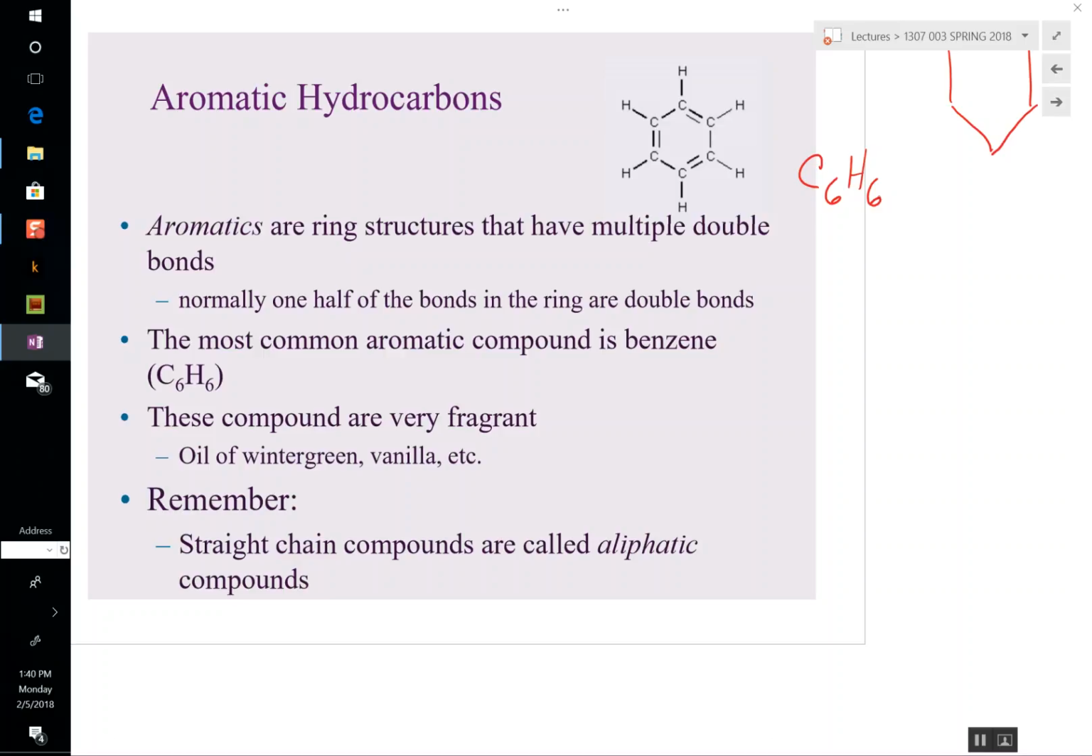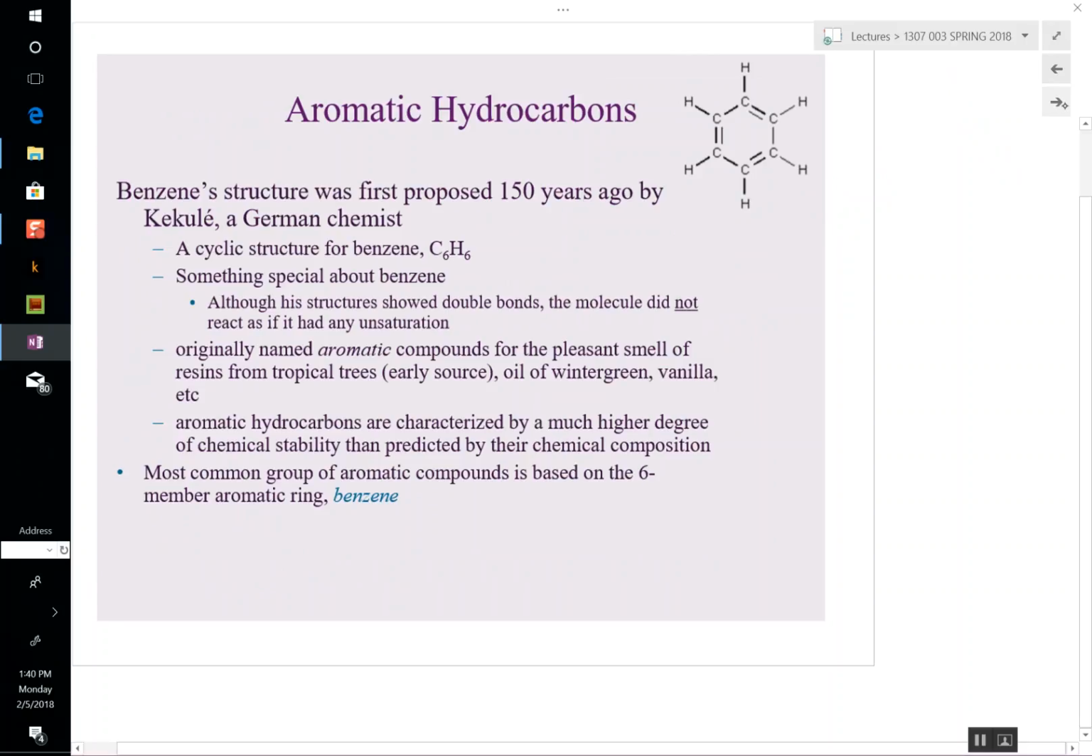There are lots of aromatic compounds, and some of them are very, very nice. This one isn't. This is a carcinogen, but vanilla has aromaticity in it. Oil of wintergreen that's in chewing gum has an aromatic ring in it. Okay, Kekulé, a German chemist, got looking at this, trying to understand what's going on with these molecules.